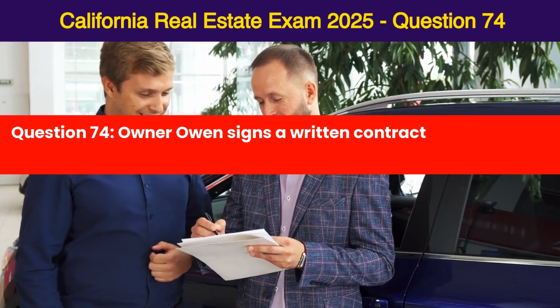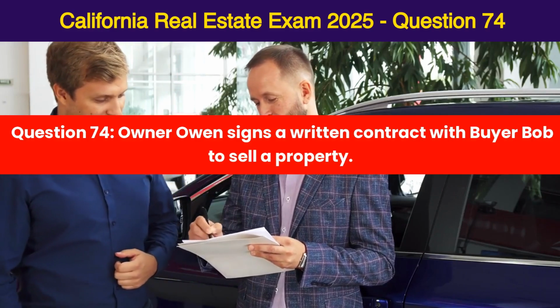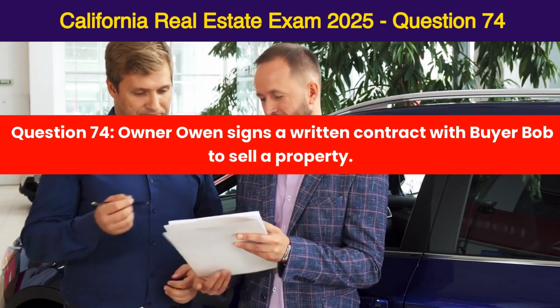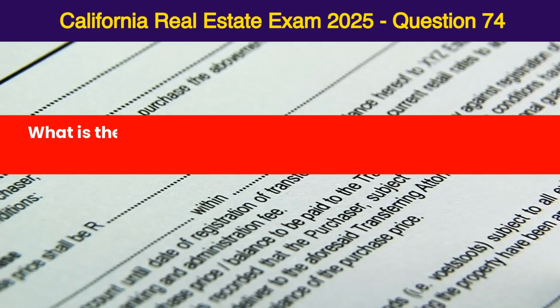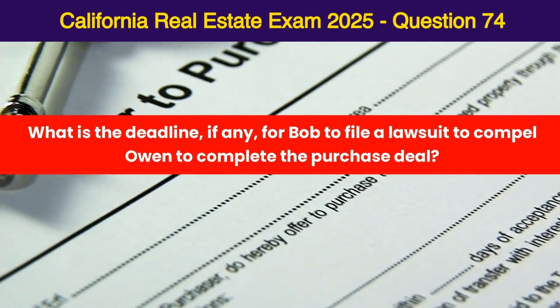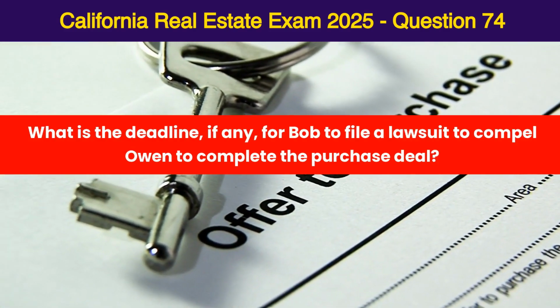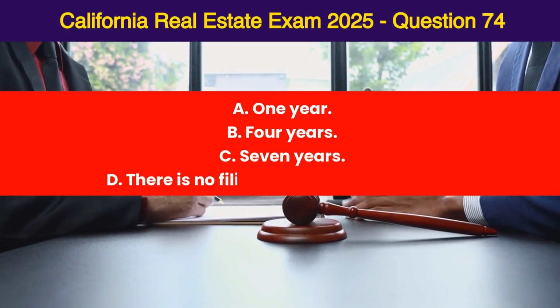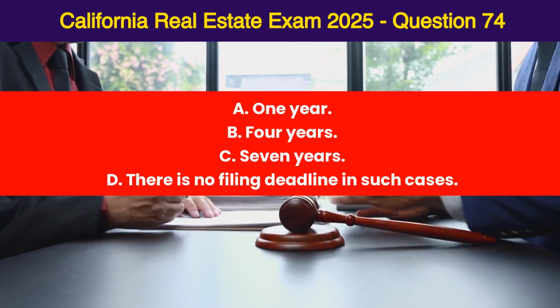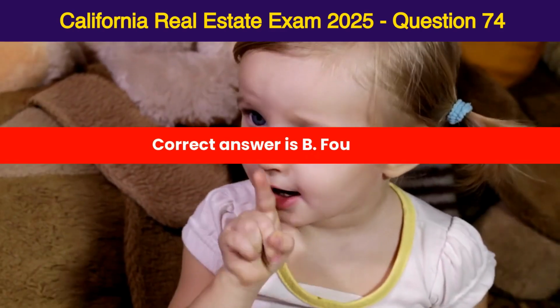Question 74. Owner Owen signs a written contract with buyer Bob to sell a property. 6 months later, Owen tells Bob he has changed his mind and will not go through with the transaction. What is the deadline, if any, for Bob to file a lawsuit to compel Owen to complete the purchase deal? A. 1 year. B. 4 years. C. 7 years. D. There is no filing deadline in such cases. Correct answer is B. 4 years.